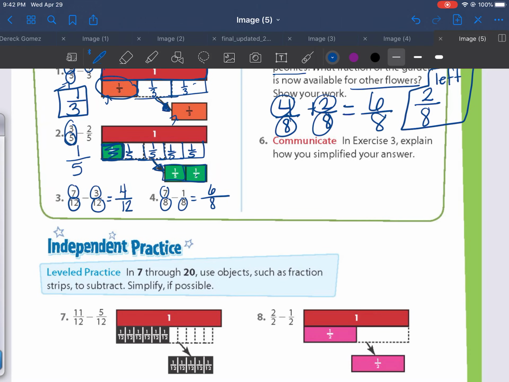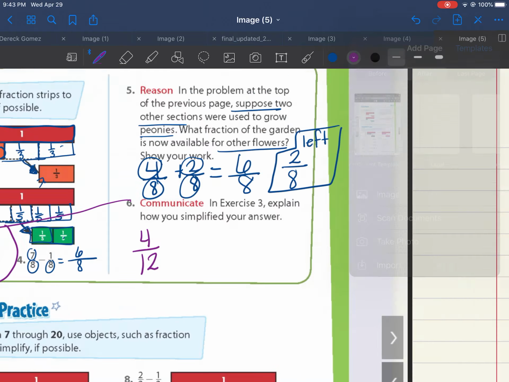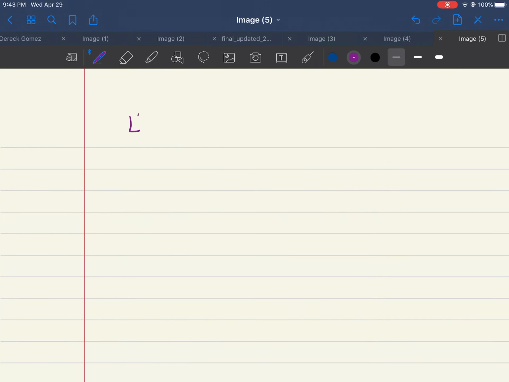Number 6. In exercise 3, explain how you simplified your answer on exercise 3. So exercise 3 is right here. My answer was 4/12. And they're asking us, how did we simplify our answer? And I did not simplify them because I don't want to confuse you. But I did show you in the last video from lesson number 3 how to simplify. So I'm going to go ahead and simplify it for you.